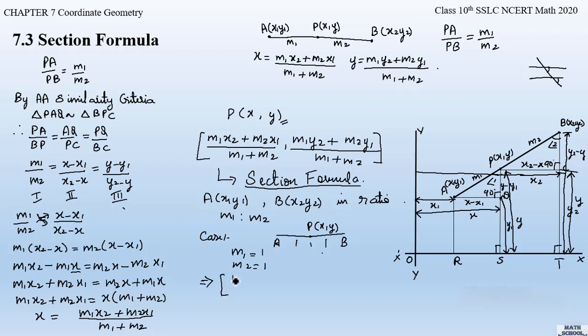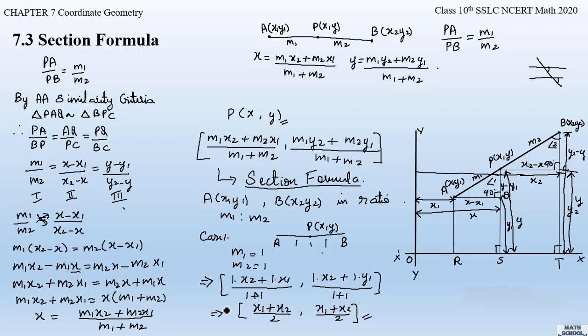So when the m1 and m2 values become 1, and we substitute in this section formula, we will get 1 into x2 plus 1 into x1 divided by 1 plus 1, and the y coordinate will again be 1 into y2 plus 1 into y1 divided by 1 plus 1. So this formula will be reduced to x1 plus x2 divided by 2, comma, y1 plus y2 divided by 2. This will be the case whenever a point P forms the midpoint of a line AB. So this is the derivation for the section formula.